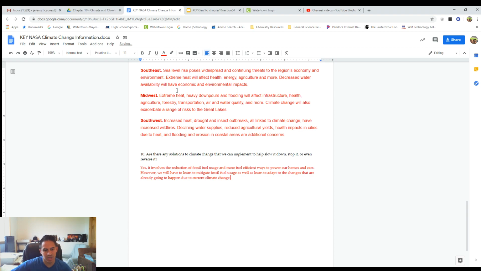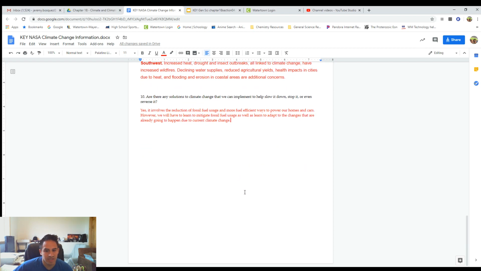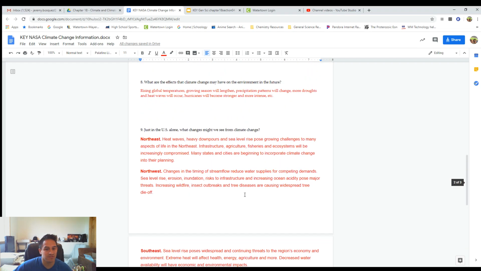So, yeah, there are some solutions that we can put in place to implement, but primarily it's dealing with reducing fossil fuel usage. And ultimately, we are going to have to learn to adapt to the things that are already going to happen, because even if we stop now, it's not like everything just goes back to normal. It takes time. So we are going to have to learn to adapt to some of the changes that are already going to happen. So, all right, I know that's a bit lengthy, but that's a lot of information here.